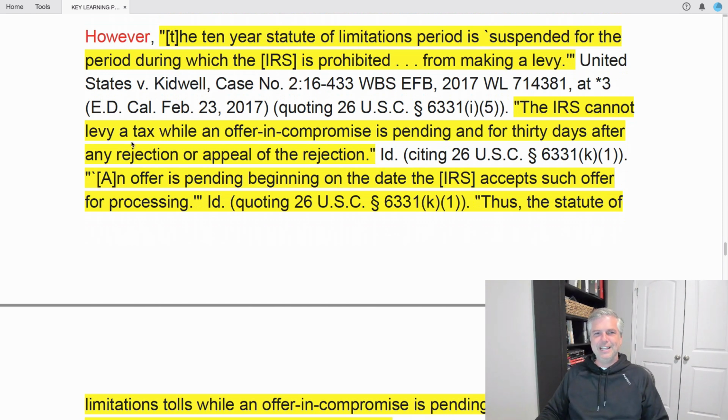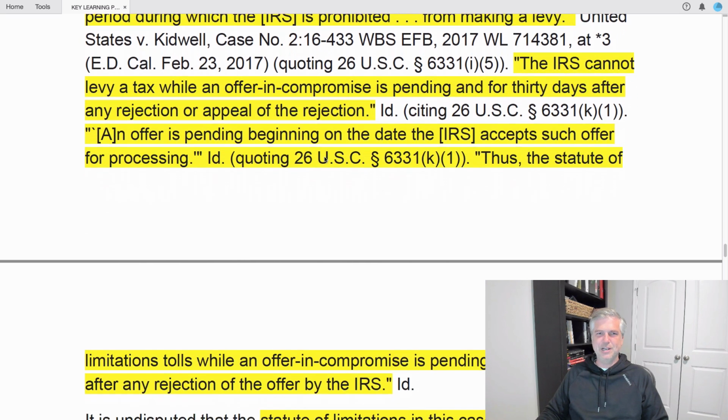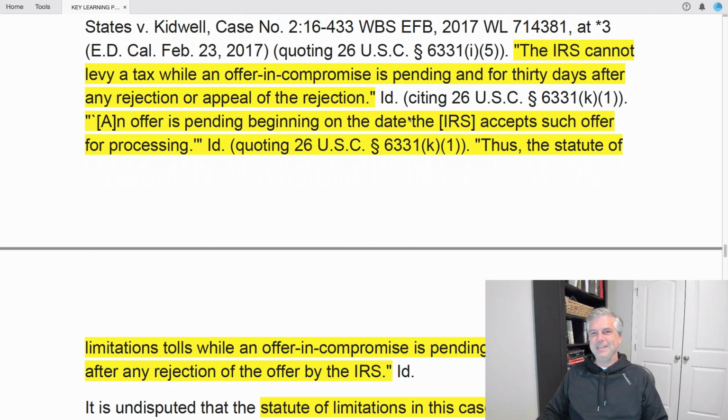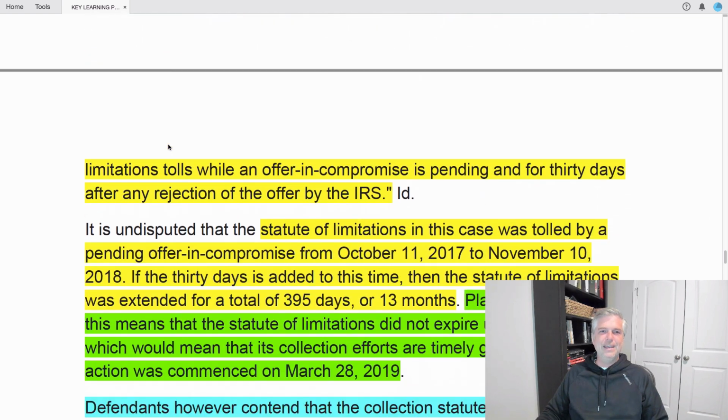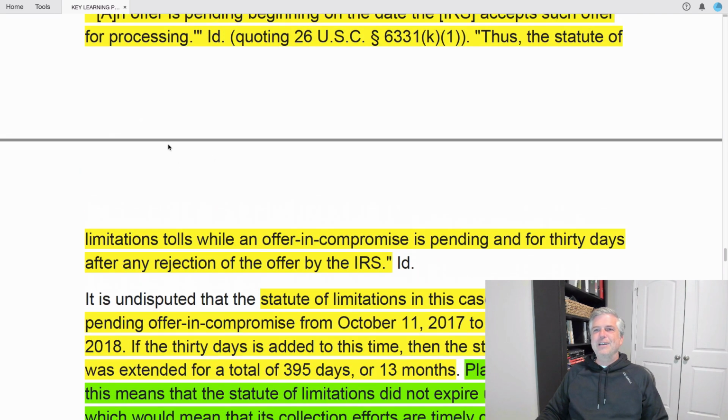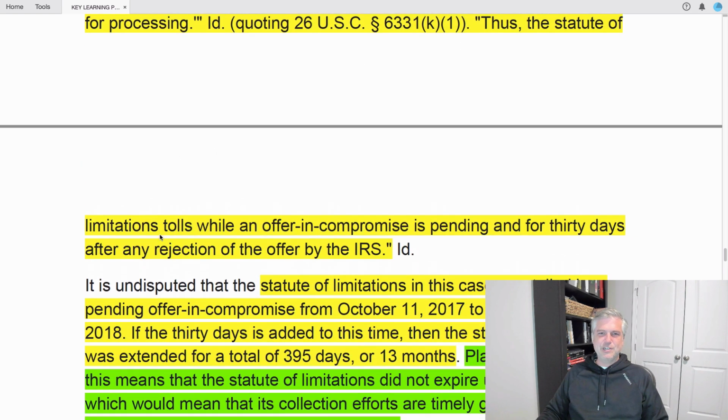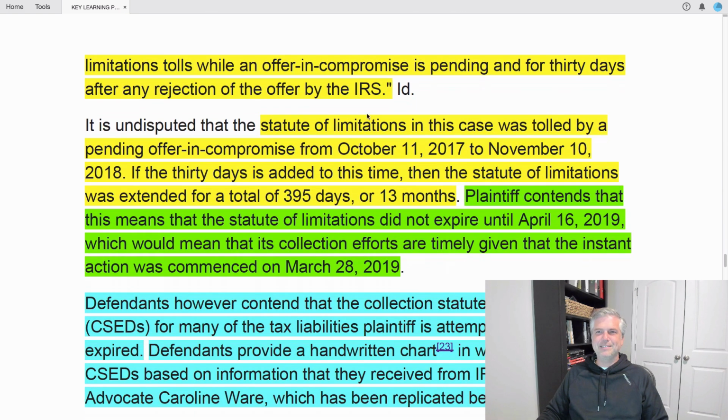So the IRS cannot levy a tax while an offer and compromise is pending and for 30 days after the rejection or appeal of the rejection. So an offer is pending beginning on the date the IRS accepts such offer for processing. And so, going back up here, thus statute of limitation tolls while an offer and compromise is pending and for 30 days after the rejection.